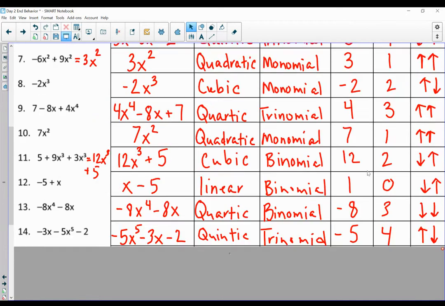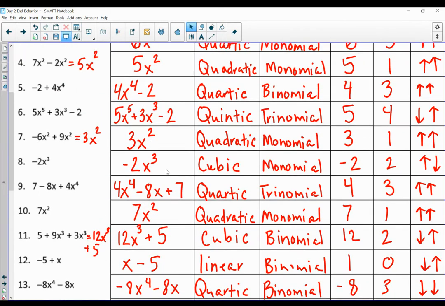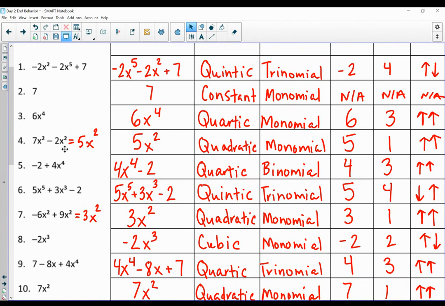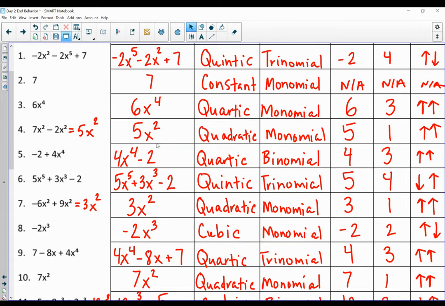I'm actually going to scroll back up real quick because I missed something. There are a couple ones here like number 4 and number 7 that you actually need to do a little bit of work before you even put it in this chart. This is 7x squared and this is 2x squared. So we know from multiplying and factoring that these are what we call like terms. So if they're like terms, we can combine them. 7x squared minus 2x squared is going to give us 5x squared. That is nothing new. We already know how to do that. So that's where I got 5x squared from here.